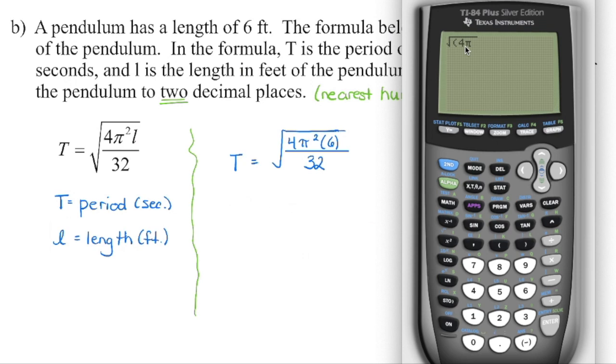Don't enter 3.14. That's not exact. We want the exact value. And then squared, and then we're going to go times 6, and then you need to close your bracket on the numerator. So we're going to get the entire product, and we're going to divide that entire product by 32. And then you can right arrow out of that square root sign if you need to, and then we're going to press enter, and this is an irrational number.